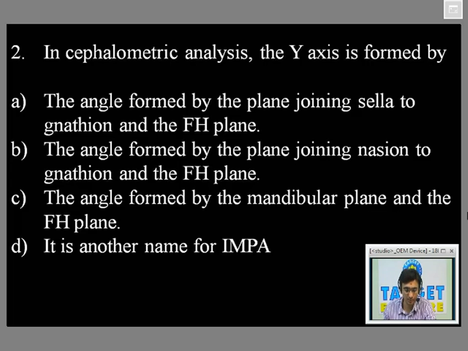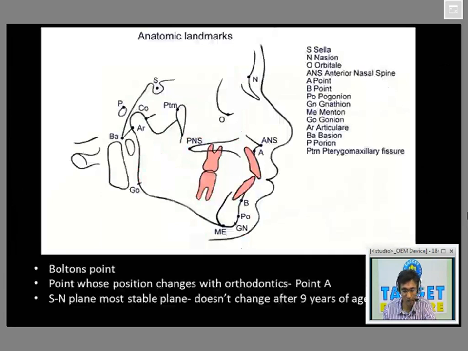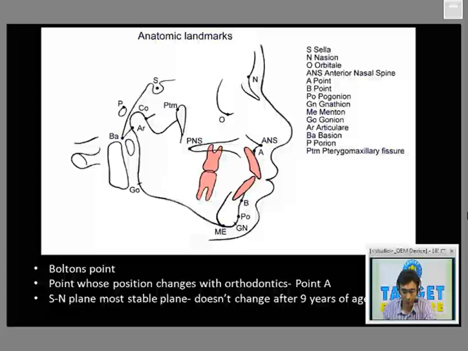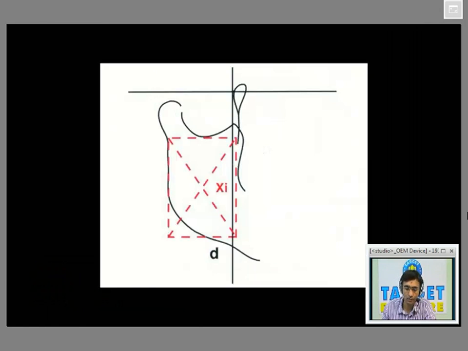It is formed by joining the Sella-Gnathion. Imagine if you join the FH plane from porion to orbitale and you join Sella-Gnathion. Now the angle which is formed between these two planes is represented by y-axis. This angle increases if the mandible goes down or the patient is vertical growing, and this angle would decrease if the mandible would go up, because the Sella-Gnathion line will be more acute with respect to the porion-orbitale. Acute angles are seen in horizontal growers.